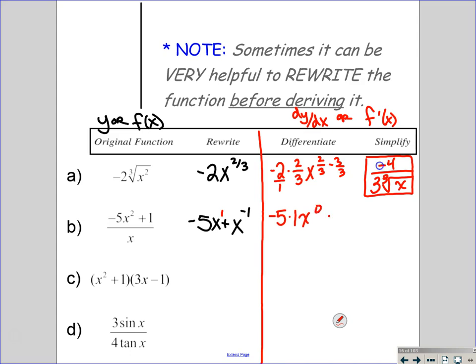Huh. What's going to happen to this next guy? Well, I'm going to bring down my -1. Some of you aren't so good at negative numbers. It's okay, just embrace it and grow. What's -1 minus 1? -2.